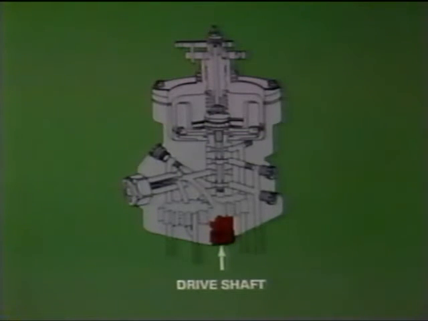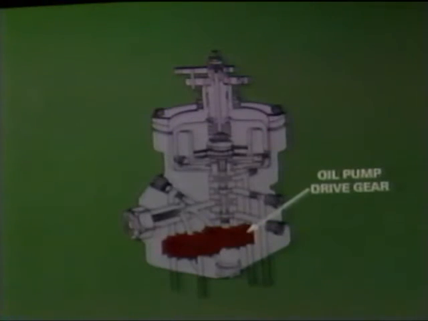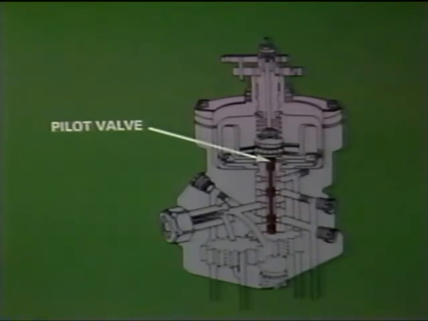The basic governor consists of a drive shaft connected to the engine drive train and rotating at an RPM proportional to that of the engine. An oil pump drive gear is located on the drive shaft and meshes with an oil pump idler gear. This pump takes engine oil pressure and boosts it to propeller operating pressure. The boosted oil pressure is routed through passages in the governor to a pilot valve, which fits in the center of the hollow drive shaft. This pilot valve moves up and down and directs oil to or from the propeller to vary the blade angle.